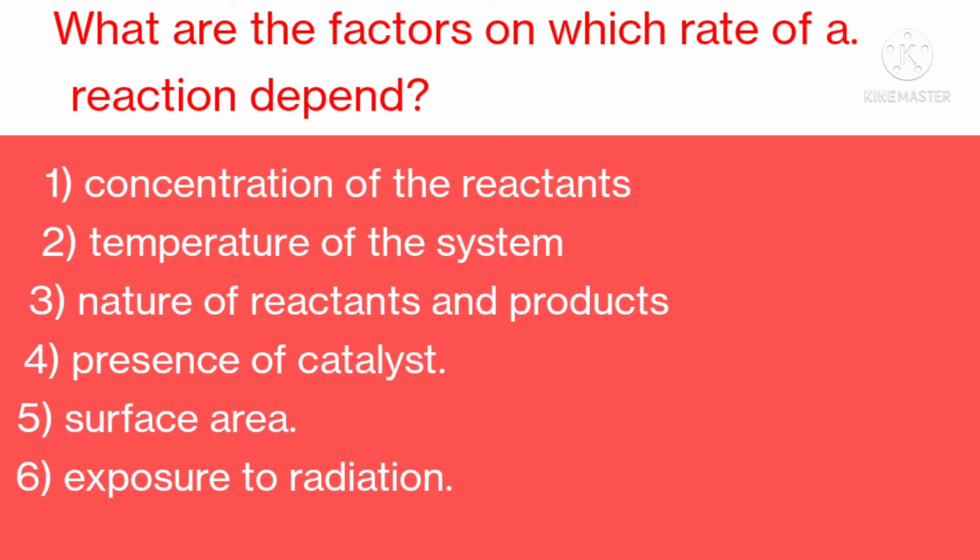It has been seen that a chemical reaction involves breaking of old bonds and formation of new bonds. As different reactants have different bonds and products have different bonds, the nature of reactant affects the rate of reaction. Presence of catalyst: it's generally seen that the presence of catalyst increases the rate of reaction. Surface area: larger surface area increases the rate of reaction. And exposure to radiation: in some cases, the rate of chemical reaction is considerably increased by the use of certain radiations.